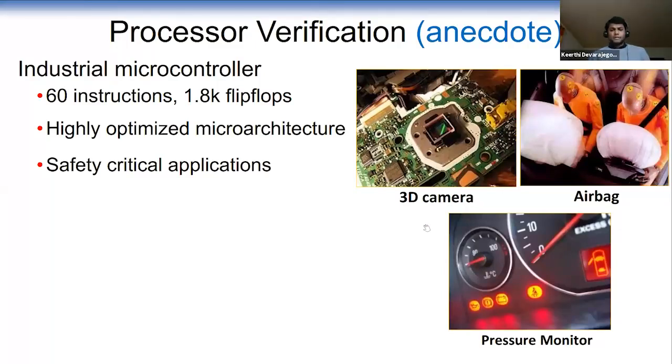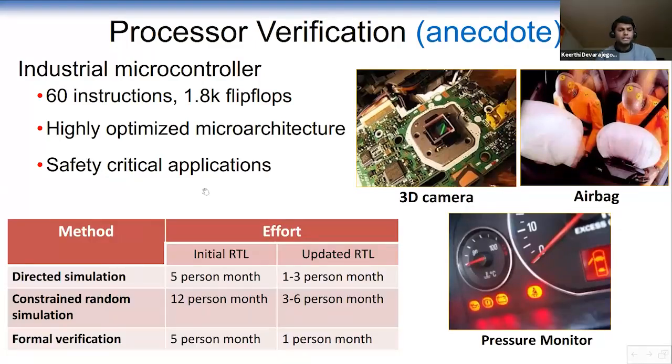And what did the verification effort look like? Here is a table. In the first column, we have the different verification methods. In the middle column, we have the effort that was required to verify the initial version of the RTL. And in the last column, we have the effort that was required when the RTL was updated, for example, when this RTL was used for a different application and some additional features were added. The last column shows the effort to verify the additional features.